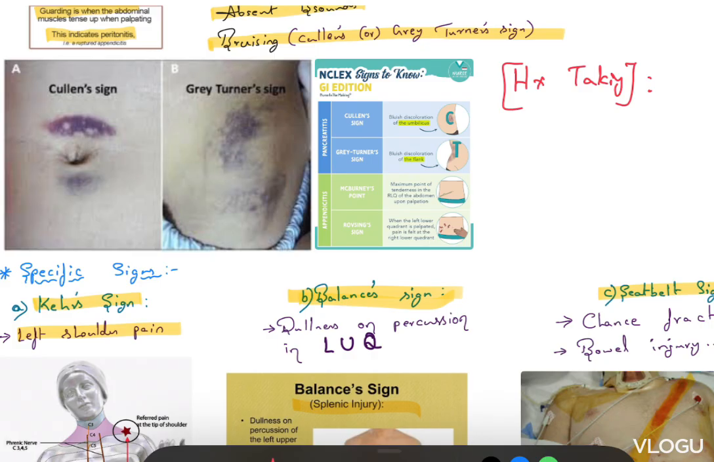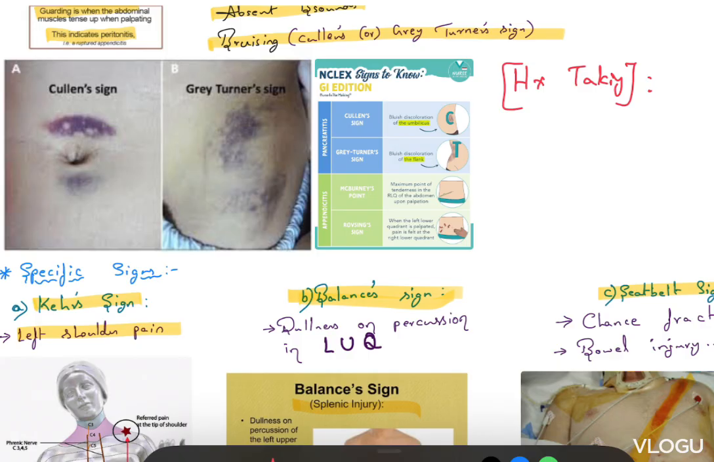So history taking. In history taking, we have to ask the main key questions. That is, first of all, the mechanism of that accident, how that thing happened, whether road traffic accident or fall or stab wound. So you have to know the mechanism of injury. Then the time since injury. This is very important for finding out hemorrhage and peritonitis. Next, we have to know the symptoms like pain, vomiting, syncope, and hematuria.